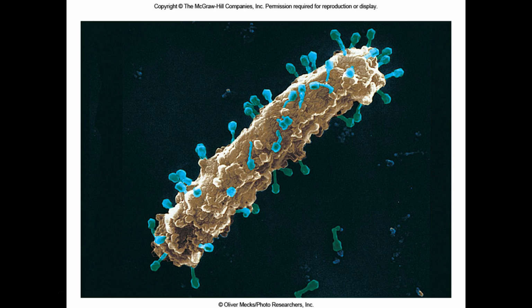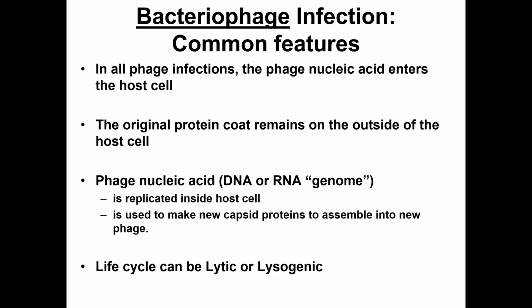Alright, so what we have here, it looks like a big piece of poop, is E. coli. And poor E. coli is currently under siege by a multitude of T4 bacteriophages. So, I'm going to go back and forth with this picture. Okay, so we've seen what all viruses have in common. Let's talk about bacteriophages, okay? What kind of sets them apart?